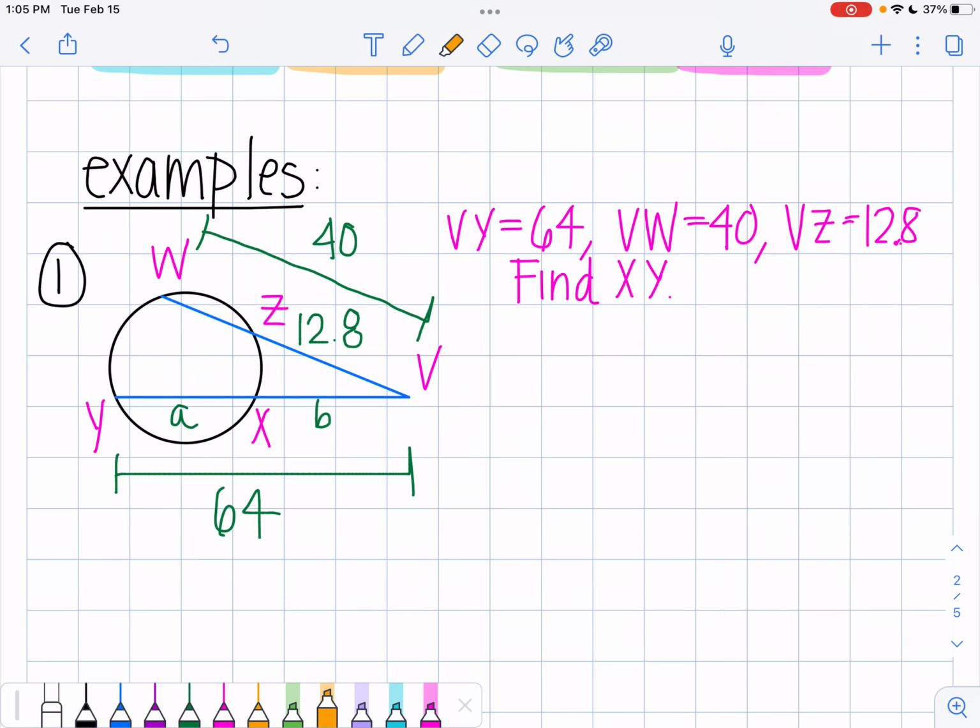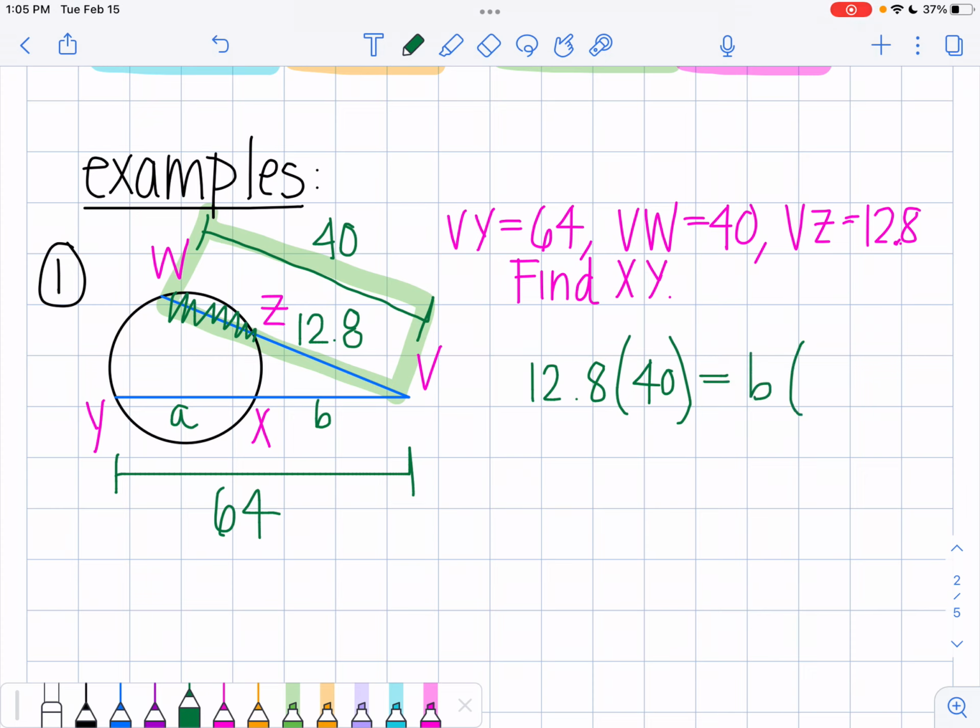So I know that the formula says I take the outside multiplied by the whole thing. So I'm going to take the outside part of my top line segment. So I'm focusing up here. Okay, so the outside part of my line segment is 12.8 times my whole line segment is 40. I don't care about this part right here, okay? I'm going to set that equal to the outside part of my line segment we called B, and I'm going to multiply it by the whole thing, which is 64.